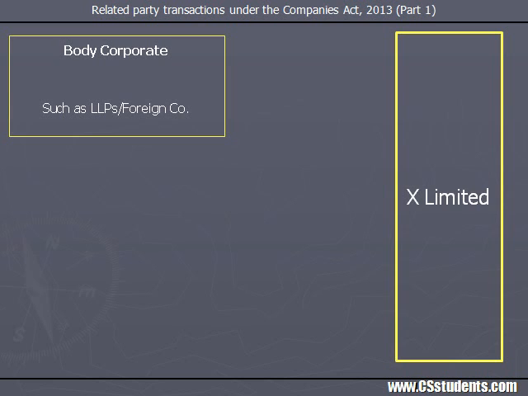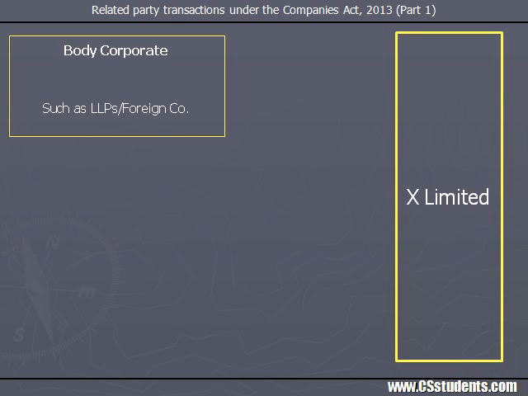Similarly, companies incorporated outside India are also body corporates. By including body corporates in the definition, the related party definition becomes very wide. So, in what case does a body corporate become a related party for a company?